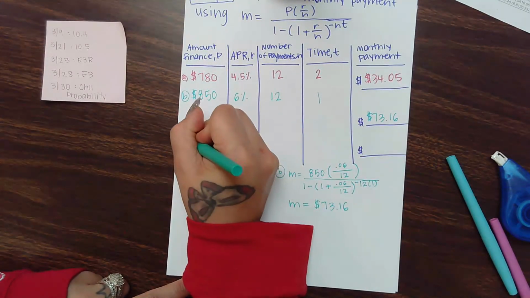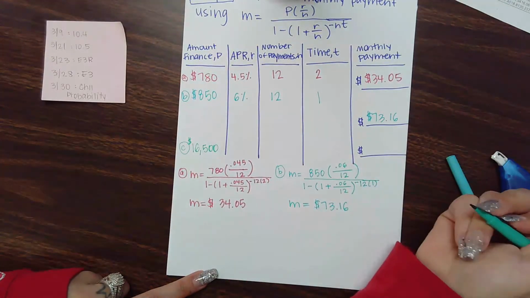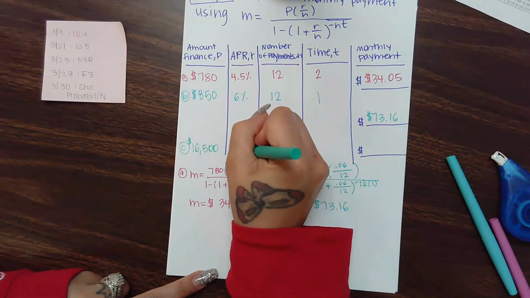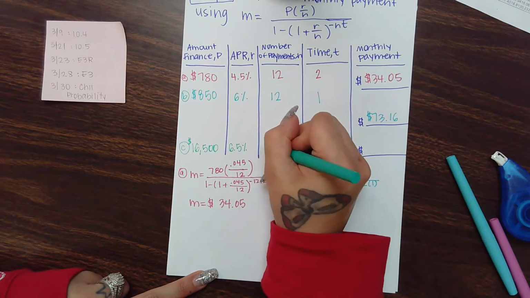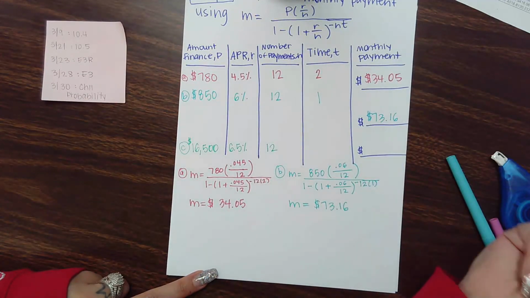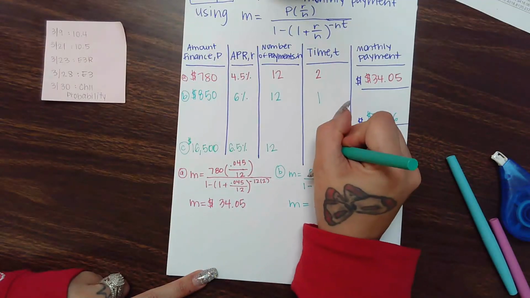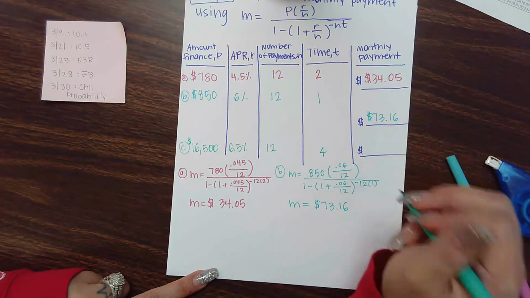So let's say that we go and we finance a car. Whatever you want to call it, it really doesn't matter. $16,500 with a 6.5% annual percentage rate, monthly payments, therefore the number of payments per year is 12. I make these payments for 4 years. And so what is my monthly payment?